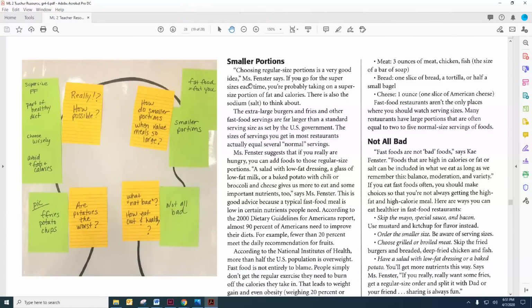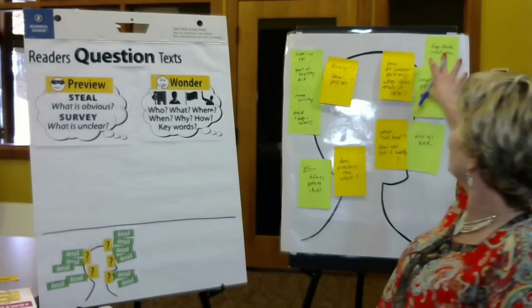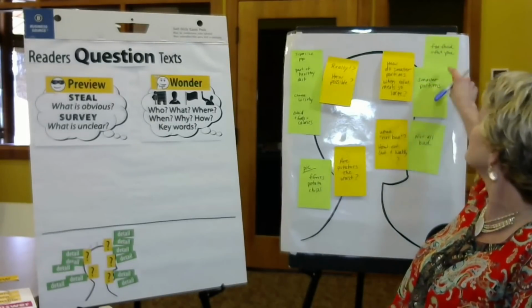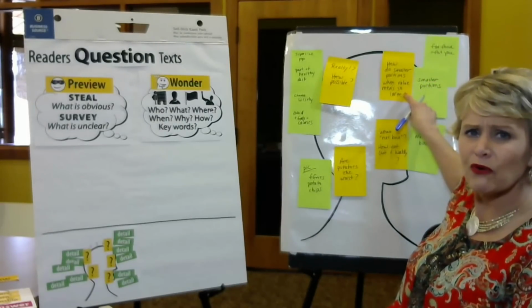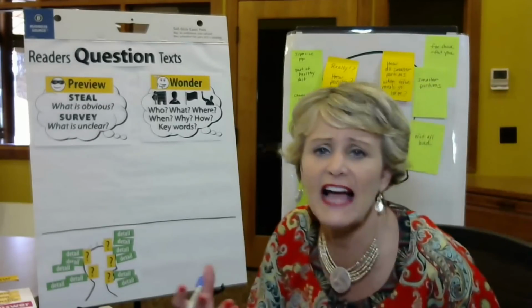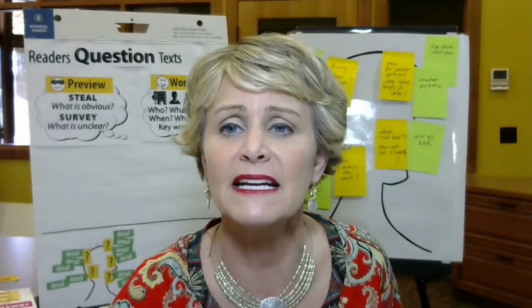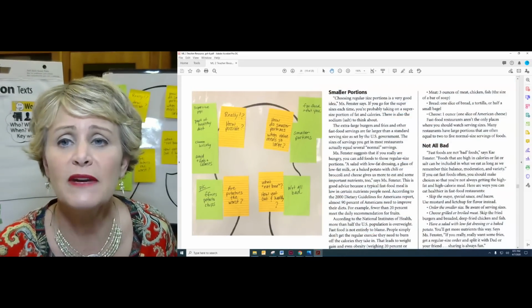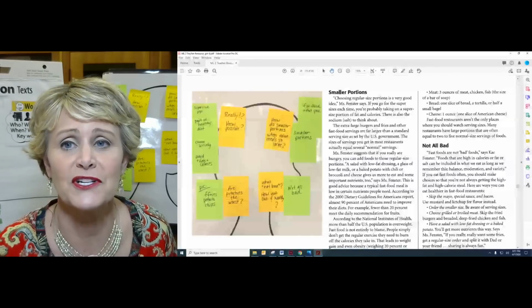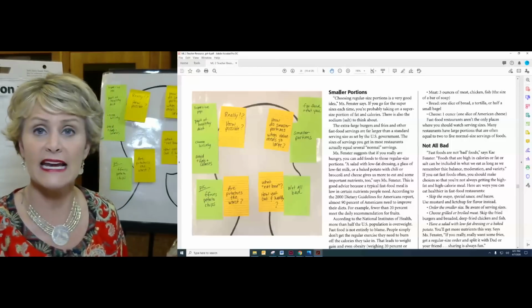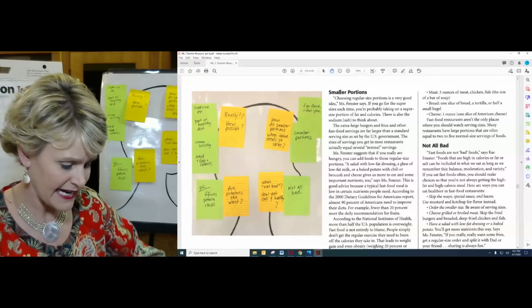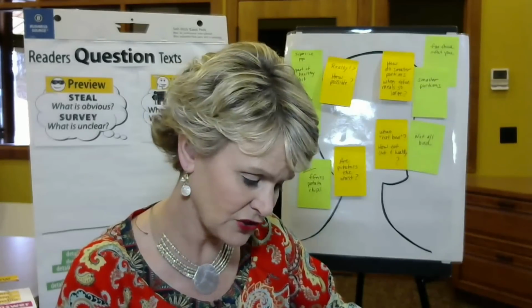All right, smaller portions. Choosing regular size portions is a very good idea. And so, wait a minute. Remember one of the first questions I had when I was doing my reading voice, it was, how do I have small portions? How do I eat less when the value meals are so large? Look, I'm getting an answer right here, you guys. It says, don't get the value meal, get the regular size portion. What? So I got an answer. I'm going to mark that answer. I got an answer to that question. Mark it down. Don't get the large.